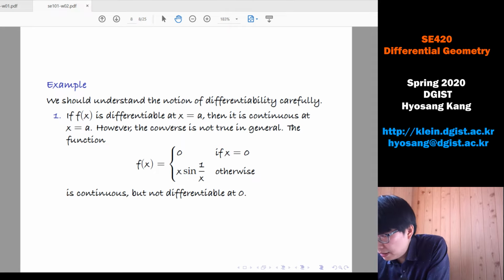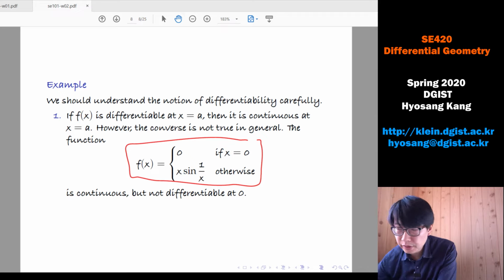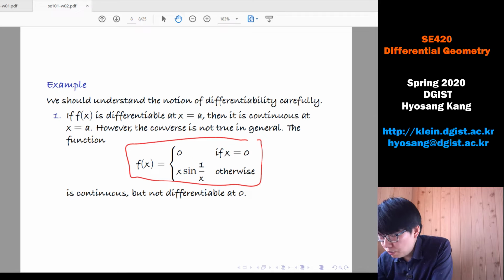Now, here's a good example. So we defined f(x) equals 0 when x equals 0 in the previous example in order to make this function continuous. Now, we want to ask whether this function is differentiable at 0.